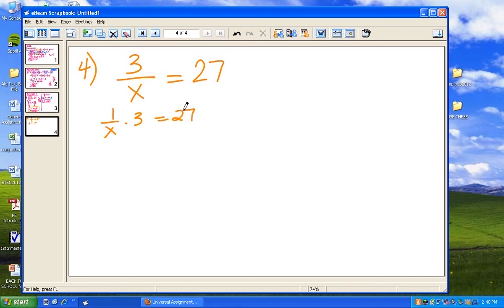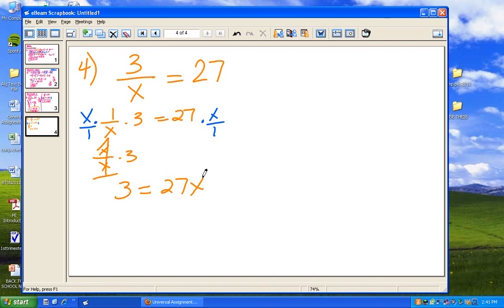So we have to look at what we have to do. So what I really want to do is I really want to multiply by an x. I want my x to be a whole x. So if I multiply by x on this side, because it's on the bottom, and I multiply by x over 1, which is the reciprocal, I can do it to the other side. And now you can see that this becomes x over x times 3. And x over x is a 1. So I'm left with a 3 equals 27x.